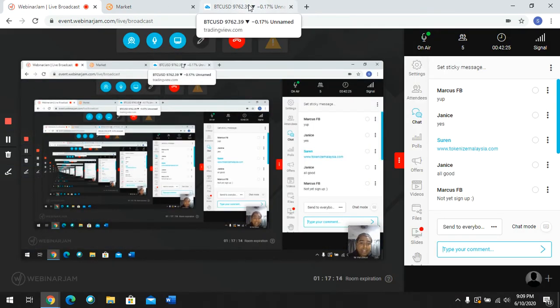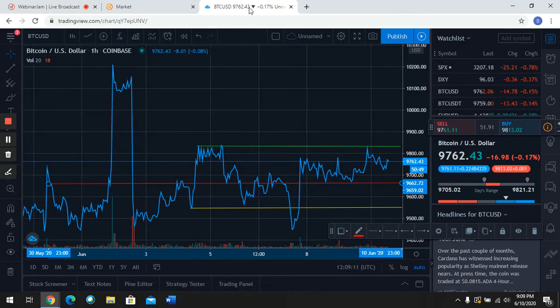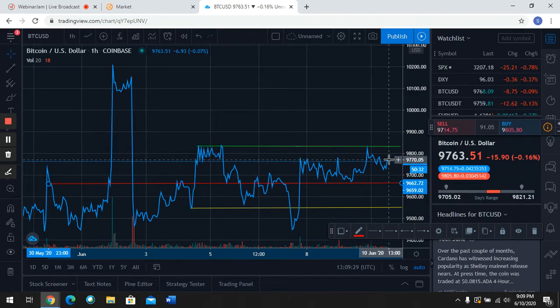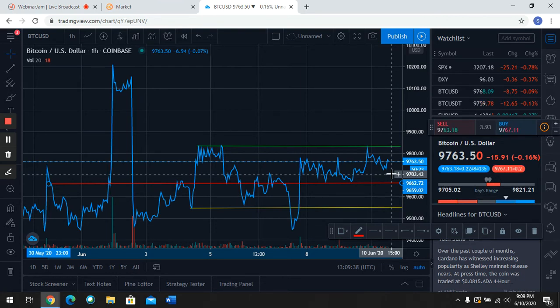Okay, if there's any question, guys, do feel free to ask. So let's say, now you can see the price is dropping. Live 9763 is down by 0.16%. So let's say today's market is pretty much very bearish, and it drops to the 9700 level. All right, are you going to be worried? So we have to see where this trend is going to move.